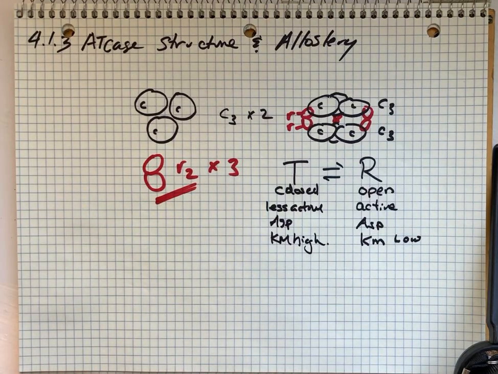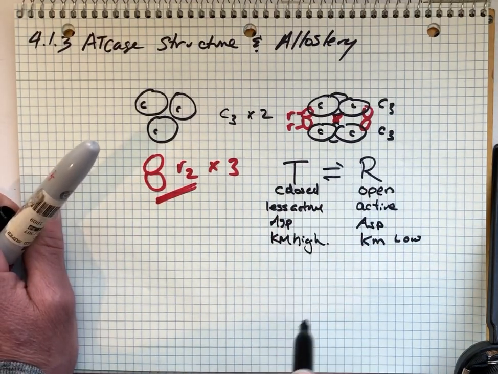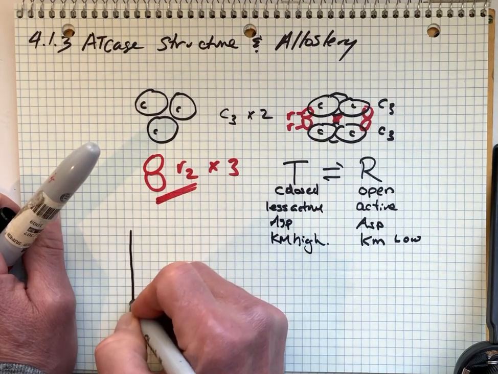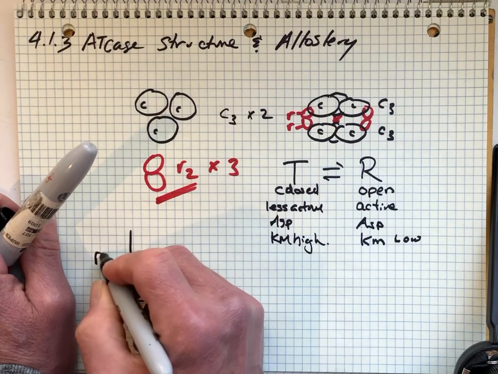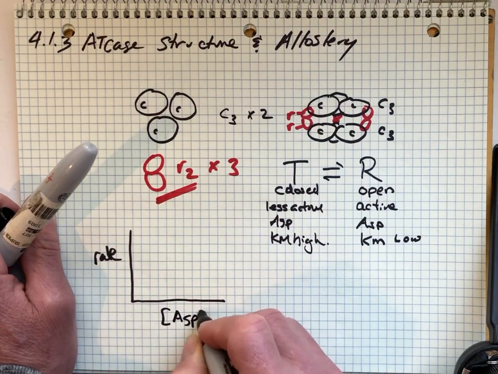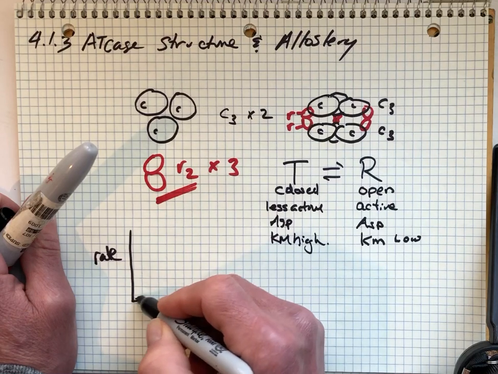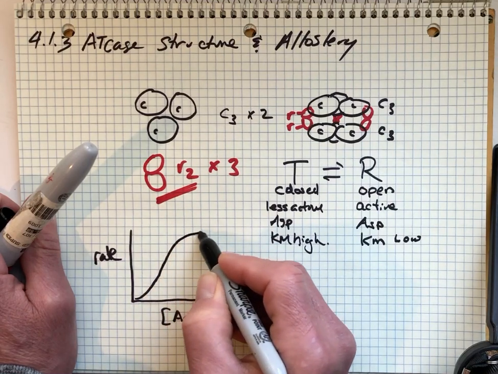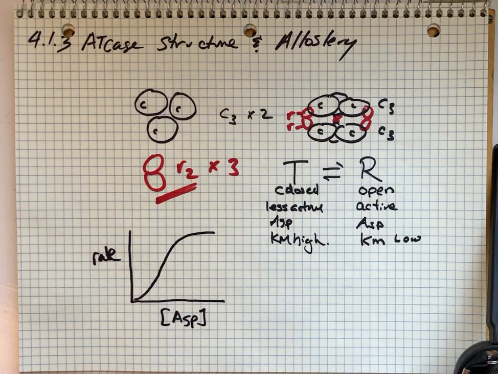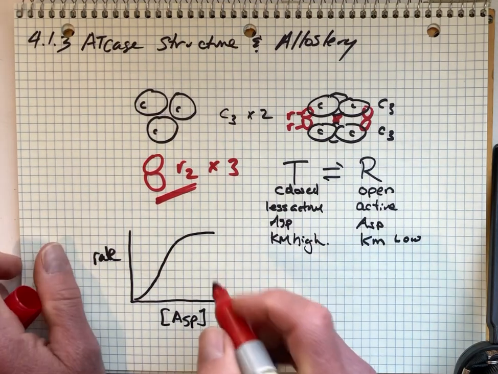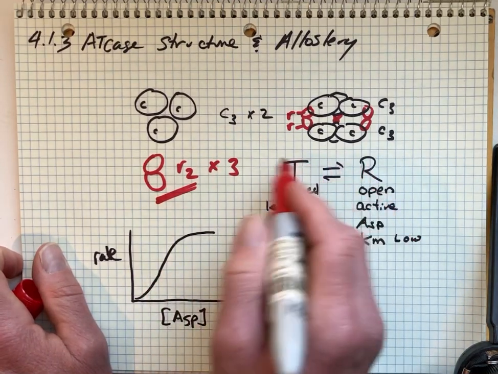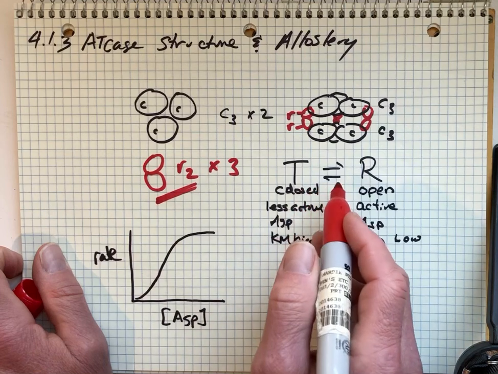And the net effect of this structural equilibrium is that we observe cooperativity. If we plot the rate as a function of the concentration of aspartate, we get an S-shaped curve. It's very analogous to the situation that we saw for hemoglobin. And this curve can be further modulated by shifting the balance point between T and R forms.